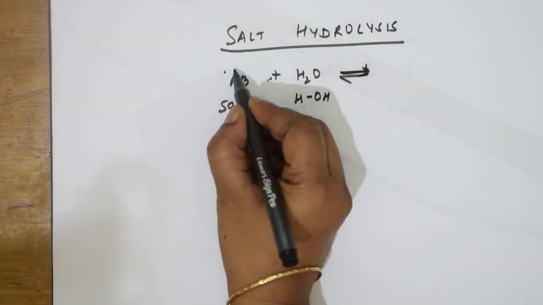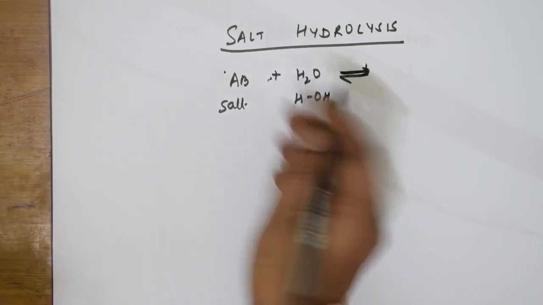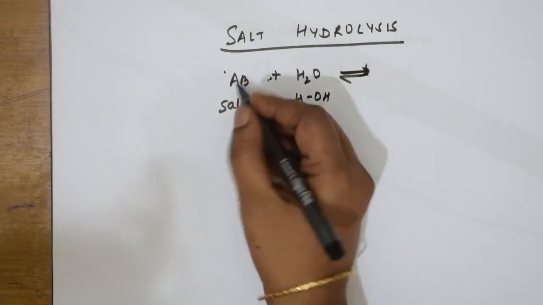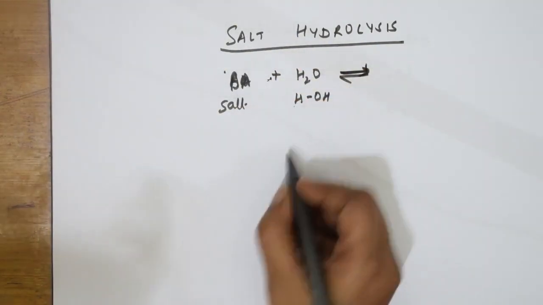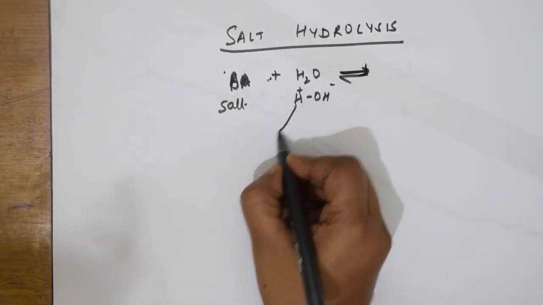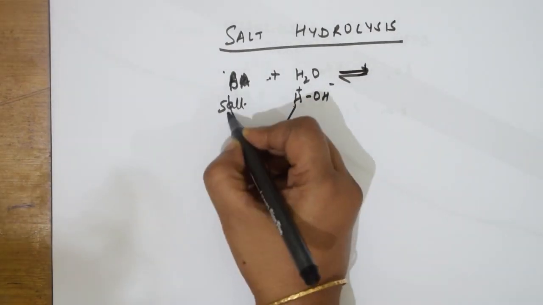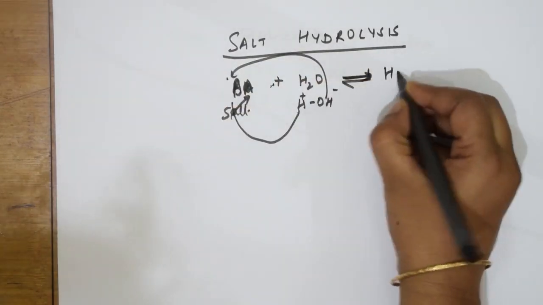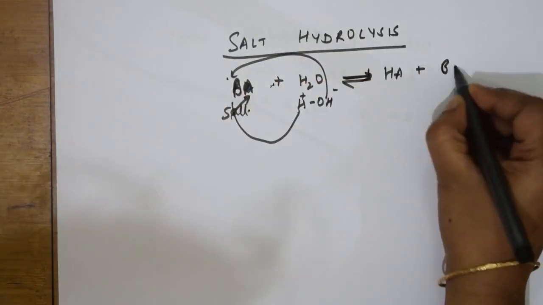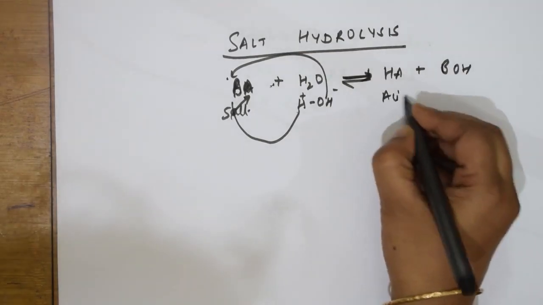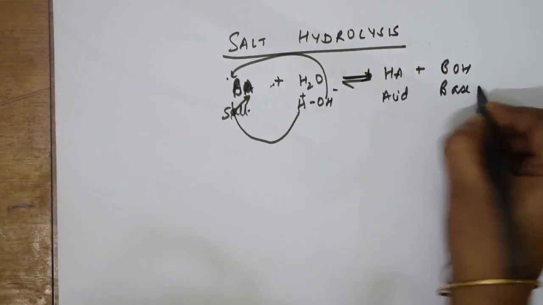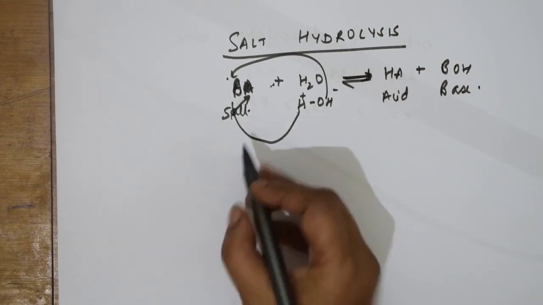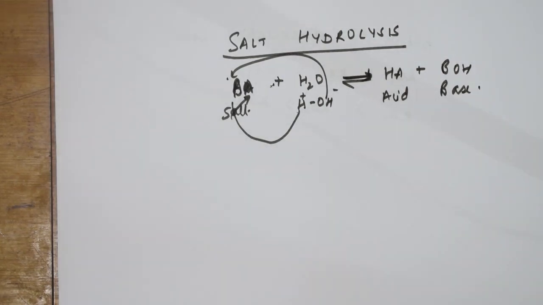Let me write the salt as BA, and water as H plus OH minus. So this combines with HA and OH combines with B. This becomes HA and BOH. So this is an acid, this is a base. Correct? So salt plus water gives acid plus base.